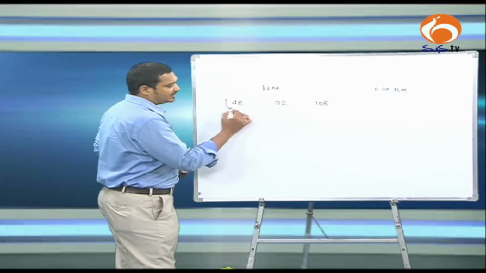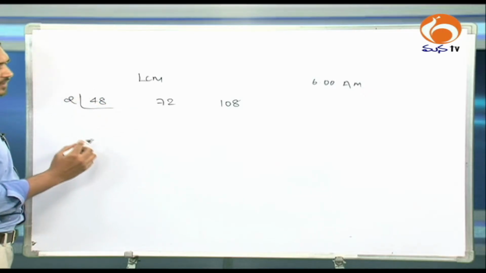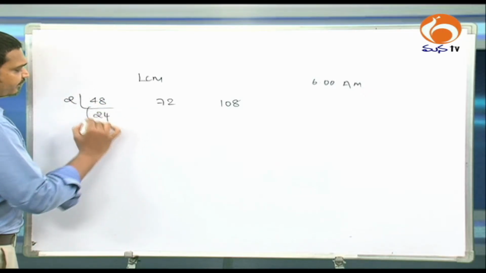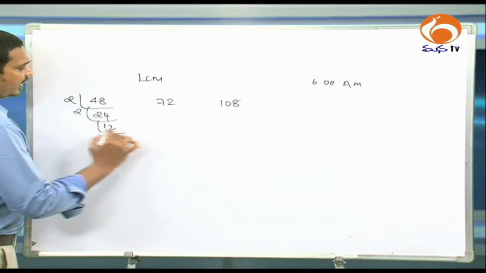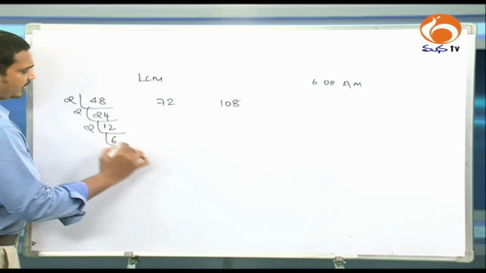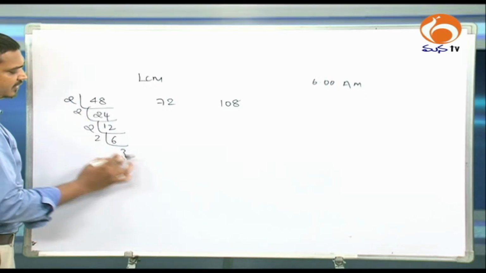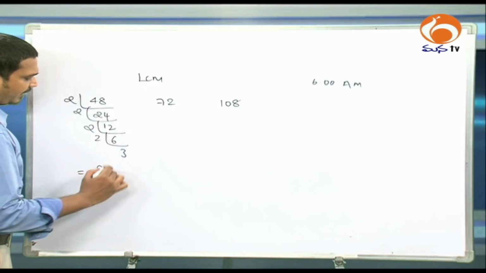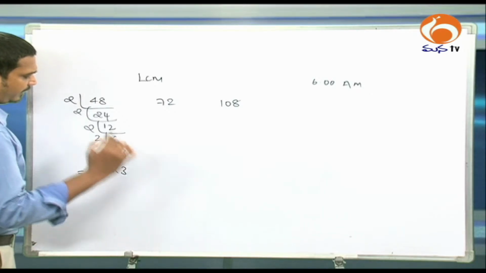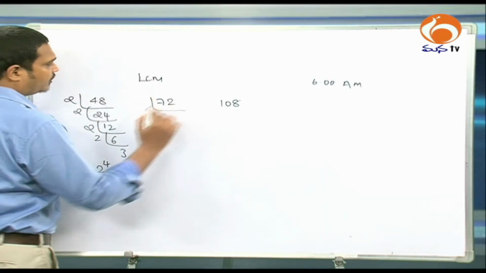Let's talk about the factors first. So I will factorize this, which is 48: 2, 24, then 2, 12, then 2, 6, and then 2, 3. So 2 2s are 4, 4 2s are 8, 8 2s are 16, 16 3s are 48. Am I right? So it can be written as 2 power 4 into 3. Done. Now let's talk about 72.